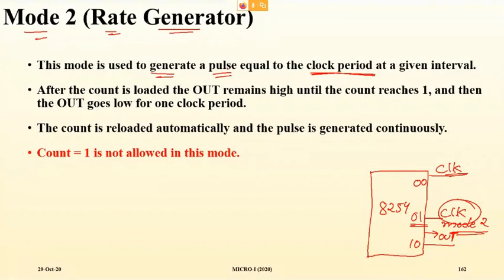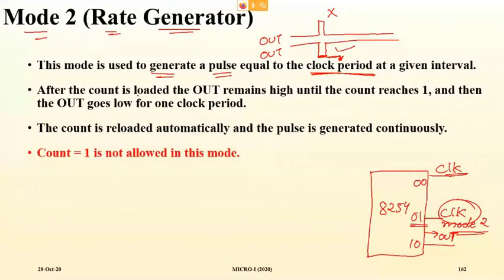But in general, when we say pulse, we think this is what we are expecting from the output, okay? But unfortunately, this is not the case. Here, when we are saying pulse, the pulse will look like something like this, okay? This is what the pulse will look like. And this particular period is the period of the clock which is connected to the counter.